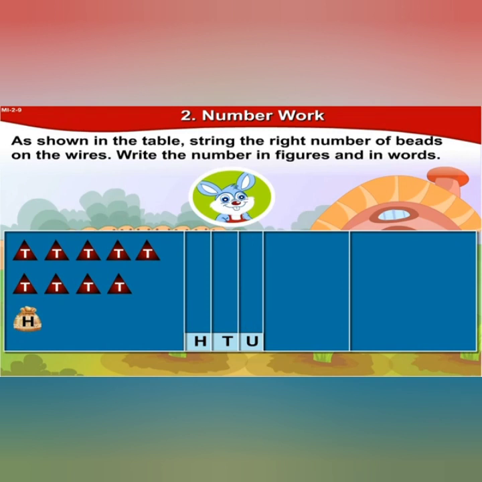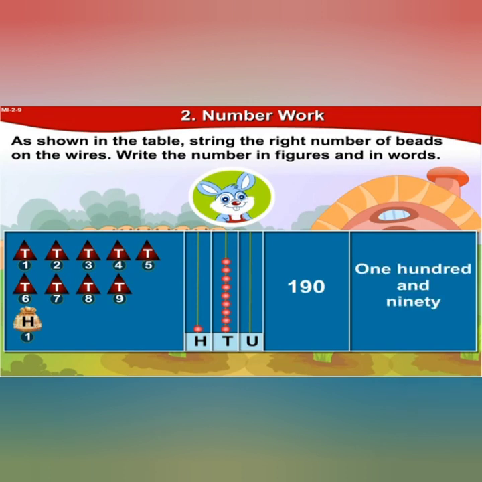Now the next picture, first we'll count the tens. 1, 2, 3, 4, 5, 6, 7, 8, 9. 9 tens and 100. There is no units. So, at the hundreds wire, we'll make 1 bead. At the tens wire, 9 beads. And at the units wire, no bead. Which means it is 100, 9 tens and 0 units. So in figure, it is 190. In words, it is 190.